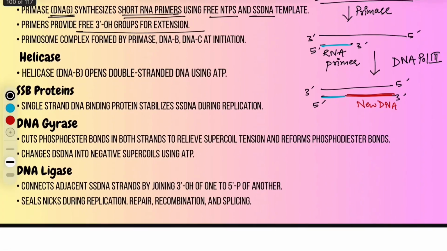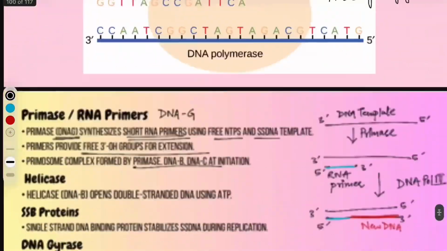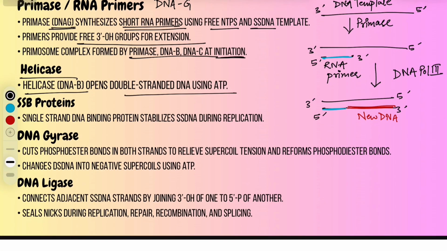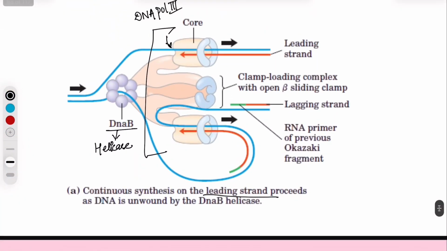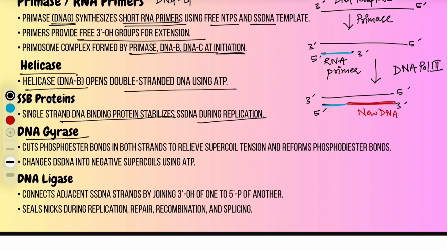The primosome complex is formed by primase, DnaB and DnaC at initiation, which we will cover. Next is helicase. Helicase here in prokaryotes is DnaB, which opens up the double stranded DNA. In this structure you can see the circular helicase, DnaB. Single stranded binding proteins, we already know, stabilize single stranded DNA.